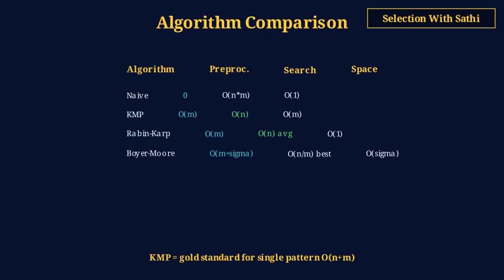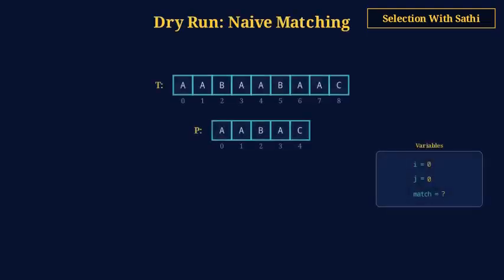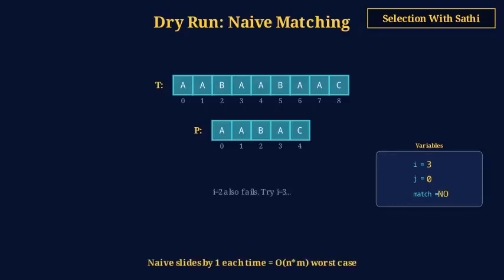Let us trace the naive algorithm. Text is ABABAC, pattern is ABA. At position 0, I compare A to A, B to B, A to A. All match. Pattern found at index 0. At position 1, A matches A, but B does not match A, mismatch at j equals 1.